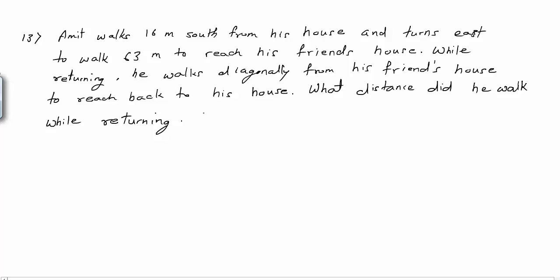Amit walked 16 meters south from his house and turned east to walk 63 meters to reach his friend's house. While returning, he walked diagonally from his friend's house to reach back to his house. What distance did he walk while returning?